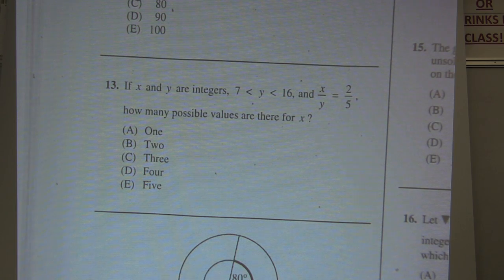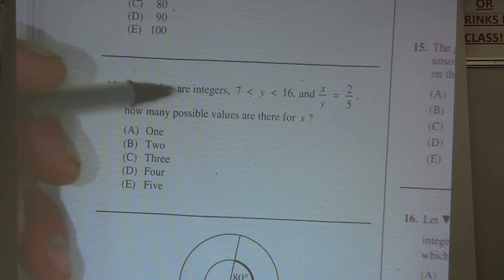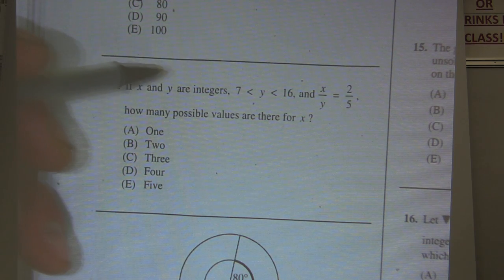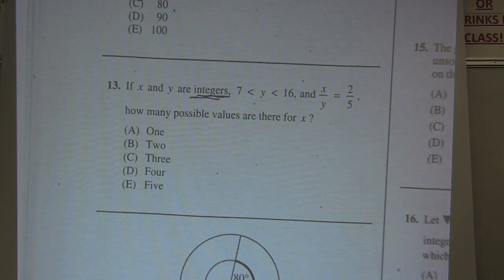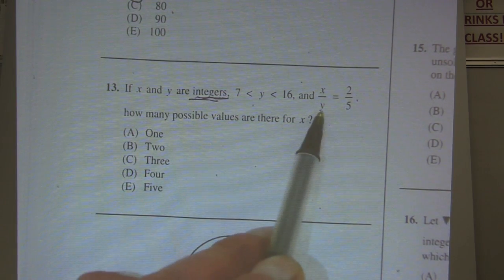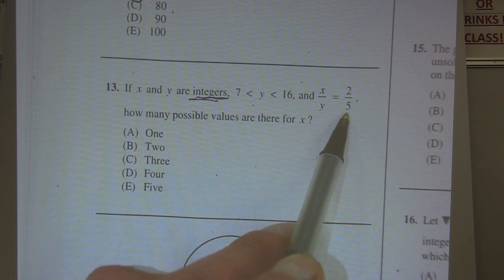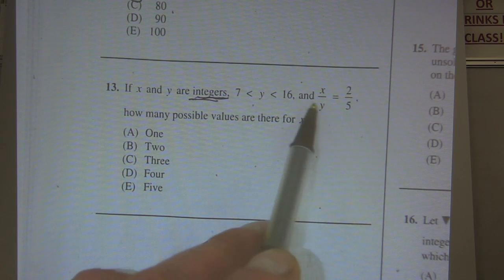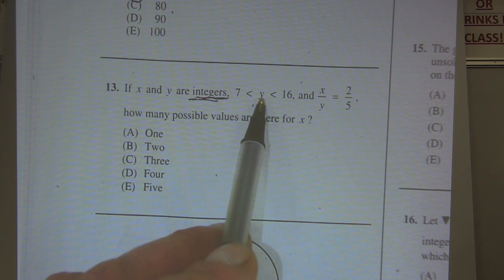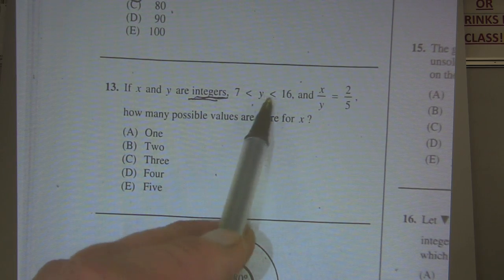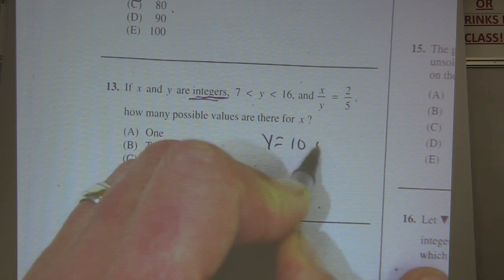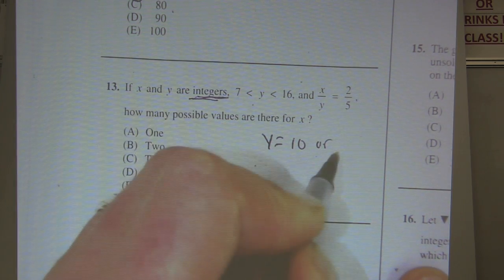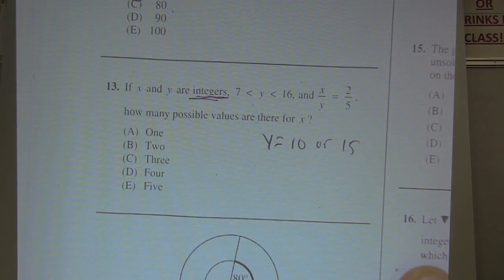Okay, so one restriction is y has to be somewhere between 7 and 16. And they say they're integers. Okay, good. That restricts me. Well, if it's going to reduce to 2/5, the only thing for y to reduce is a multiple of 5, going down to 5. The only ones that are multiples of 5 between 7 and 16 are these: y could either equal 10 or y could equal 15. That's the only choices y could be.